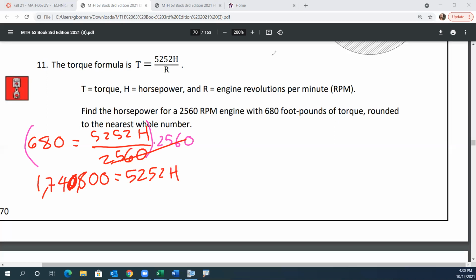And on the right side, they cancel, and I get 52H. And then at this point, I would divide both sides by 52, the opposite of being multiplied. Okay, so those cancel, and I am left with, let's see, it says nearest whole number, so that would be 331 horsepower measured in, is it horsepower? That's the unit, isn't it? Yeah.